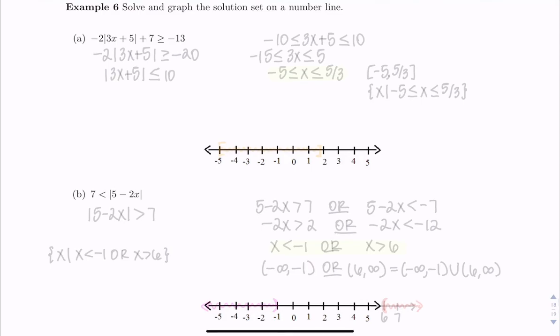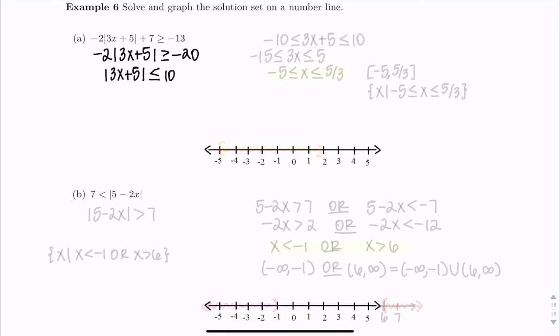So we want to make sure that the absolute value is completely isolated. That still hasn't changed from before. So let's subtract 7 from both sides. So we have -2 times the absolute value of 3x plus 5 is greater than or equal to -20. We still don't have that absolute value completely isolated, so let's divide by -2. But when we divide by a negative, we have to flip the sign. So we have the absolute value of 3x plus 5 is less than or equal to 10.